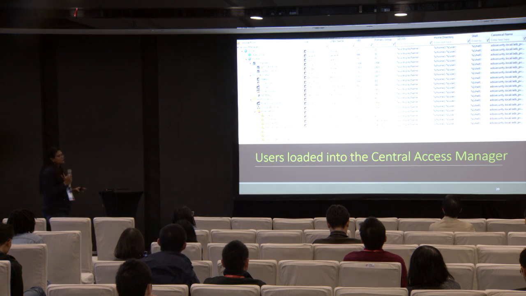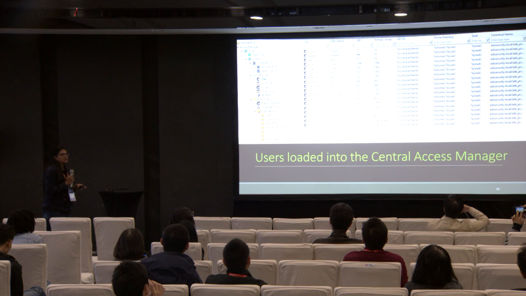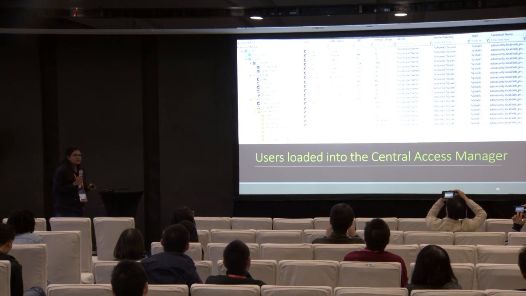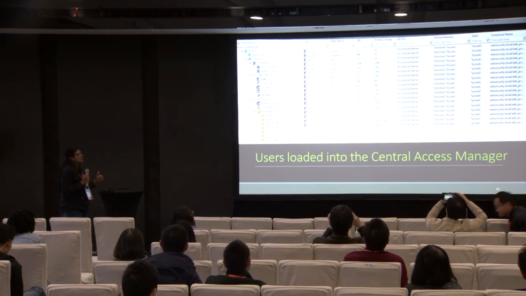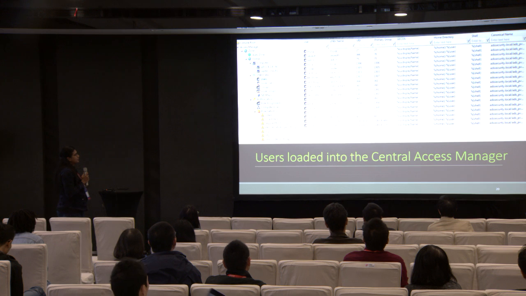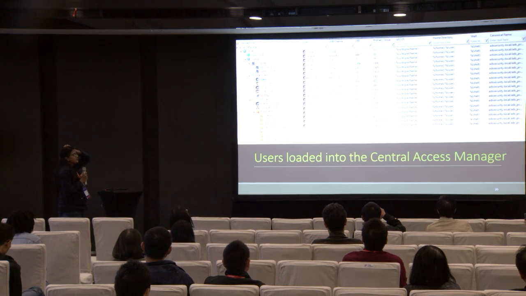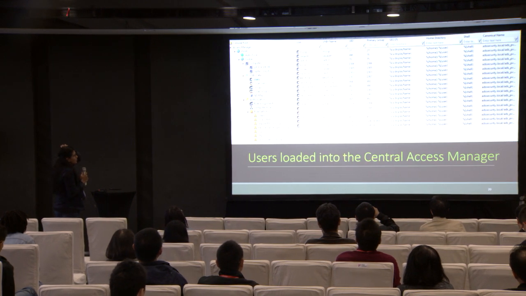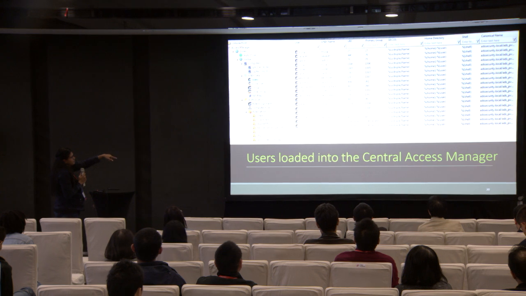So this is a snapshot of the first step, which is users loaded into the Central Access Manager. This was actually quite a tedious step because, like I mentioned, we had to figure out all the different users that OpenStack actually creates. If you see on the left-hand side, that's the user section, and this is a screenshot of Centrify Access Manager. Each of the services, we had to mention it.